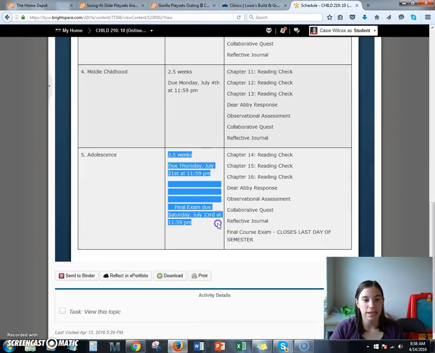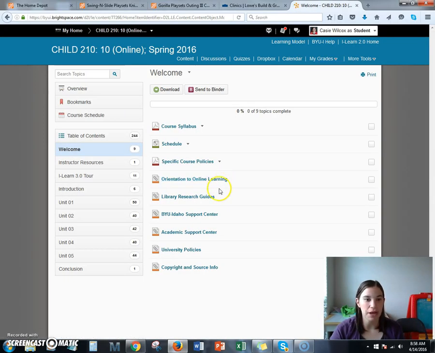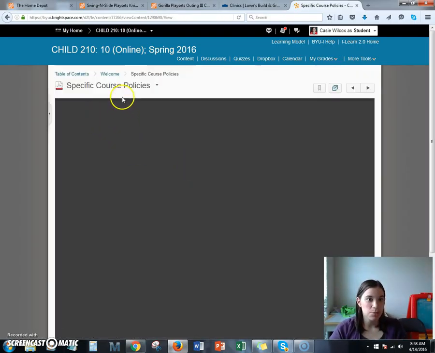And then also the final exam due date is at the very bottom. So I encourage you to either print this off or save it to your computer, take note of it, write them in your calendar, your planner, your phone, whatever you have. The other thing I want to go over is the specific course policies.